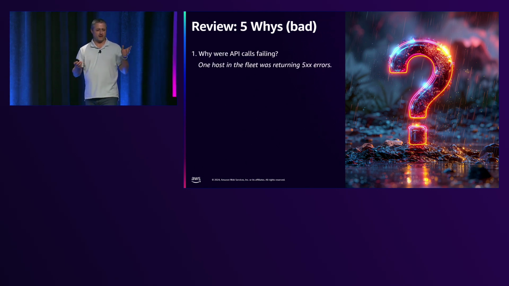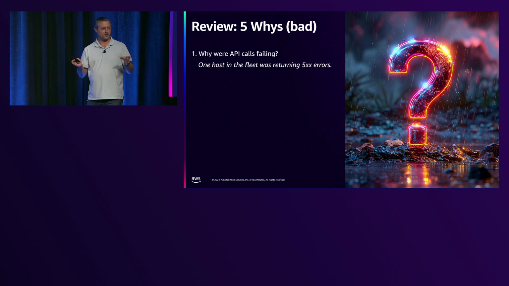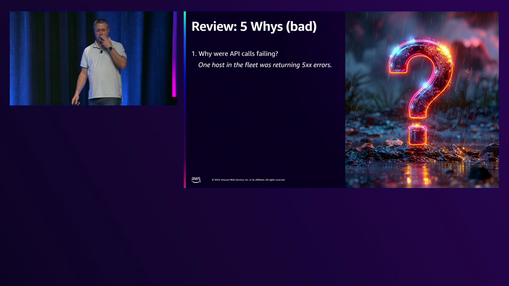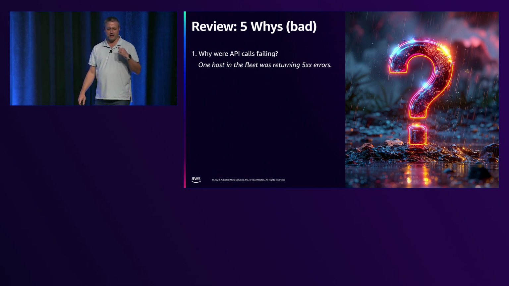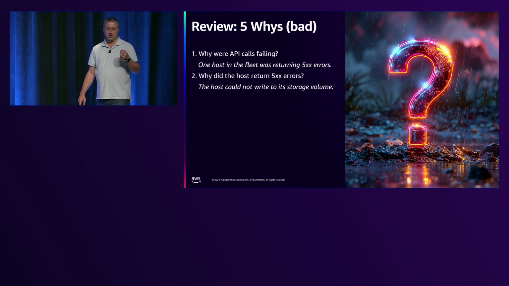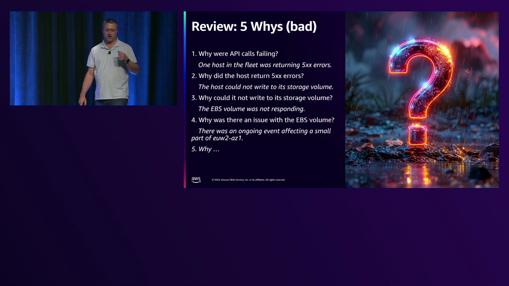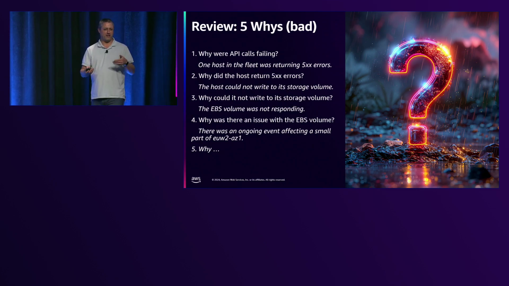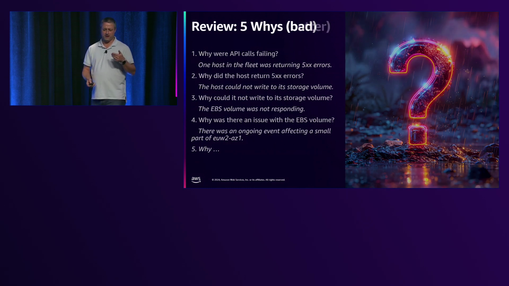To give you a little bit of an example of this, we'll go through a slightly made up, but nevertheless perhaps something like it existed at some point. Why were API calls failing? One host in the fleet was returning 500 errors. Okay. Why did the host return 500 errors? The host could not write to its storage volume. Why could it not write to its storage volume? Problem with EBS. Why was there an issue with EBS? And okay, we have done 5 whys. We probably haven't got very good outcomes from this, though. The action items, we're not really winning at this game yet.